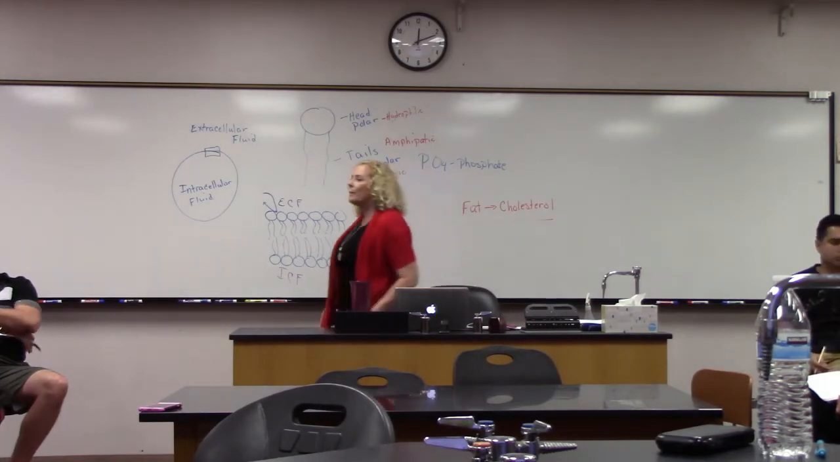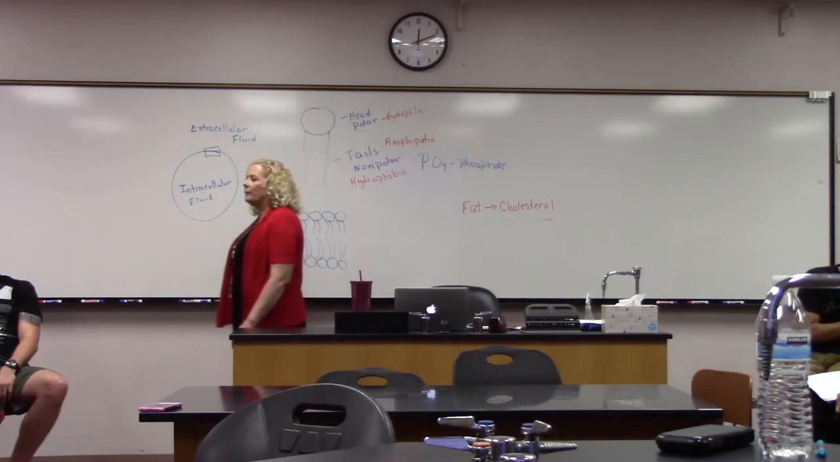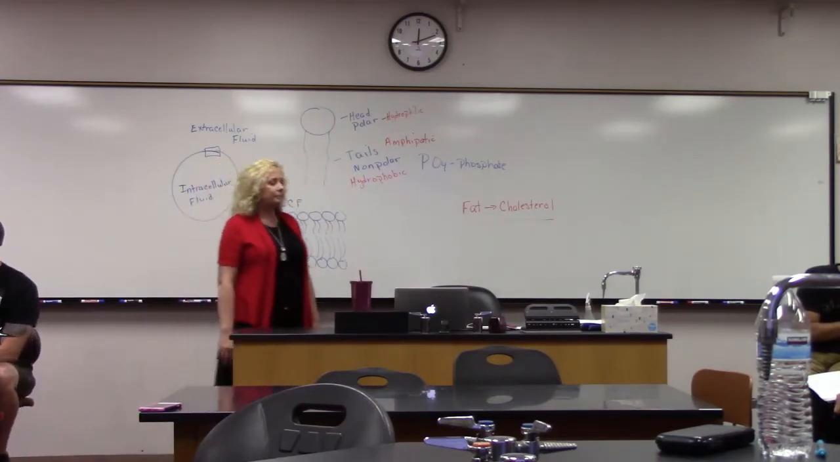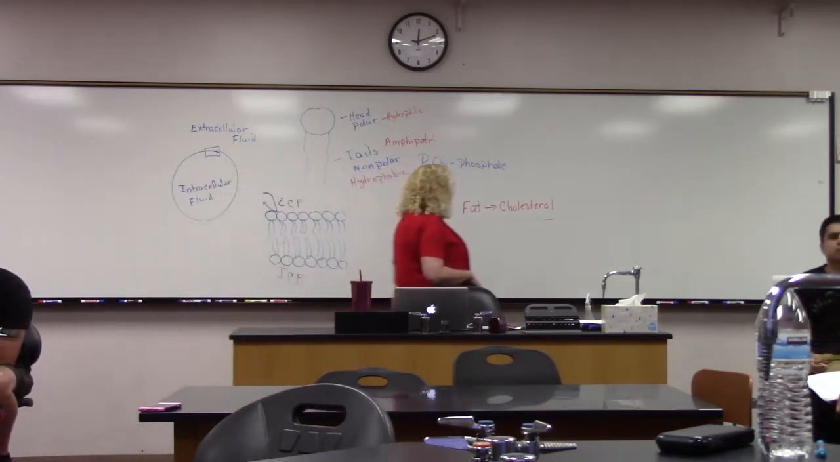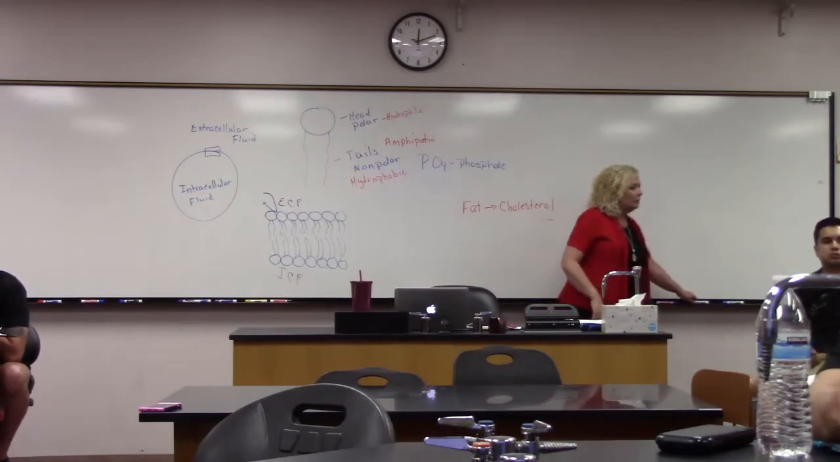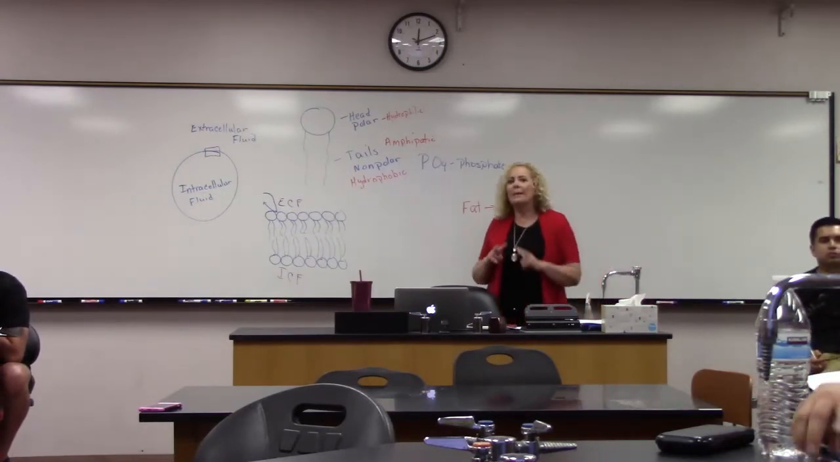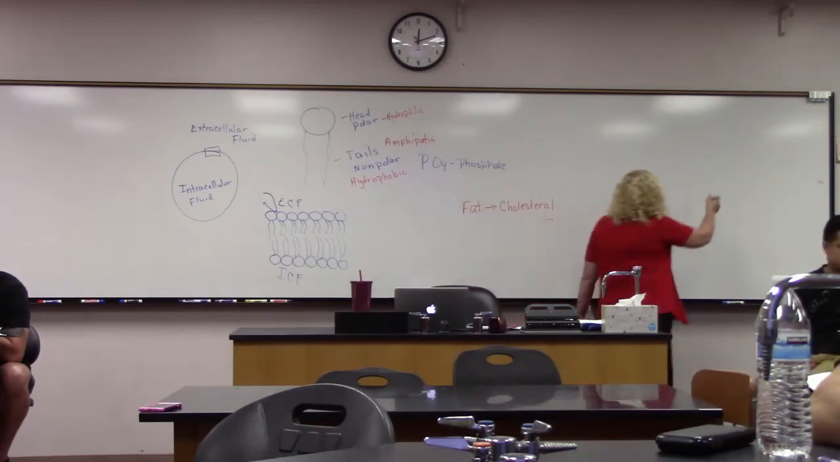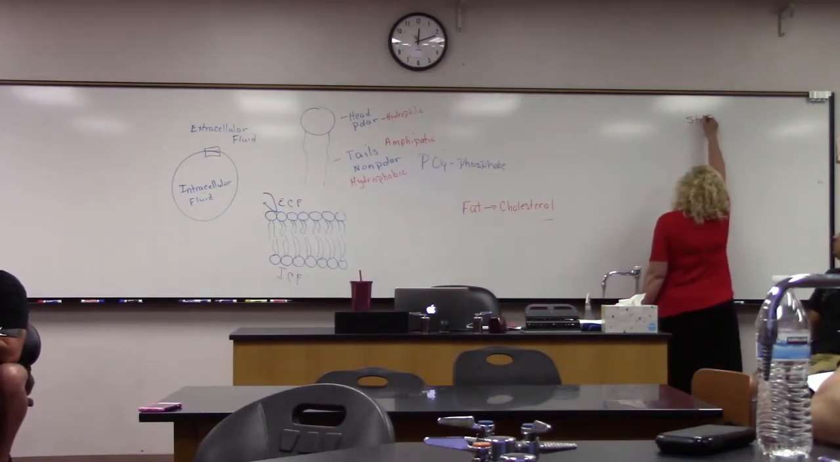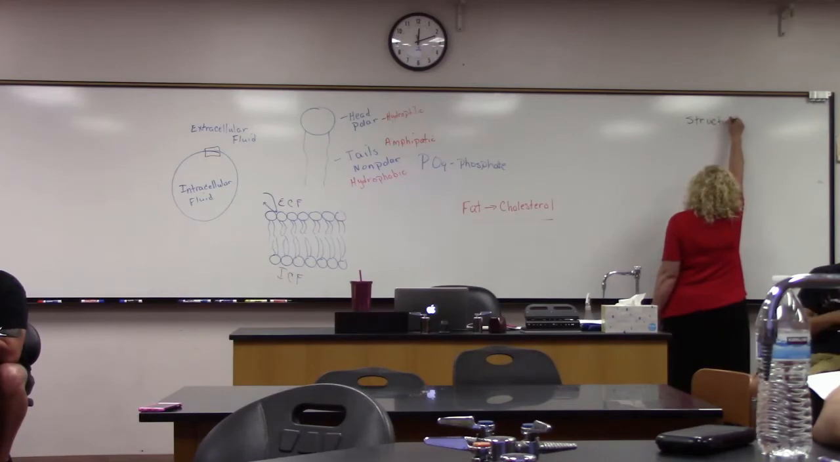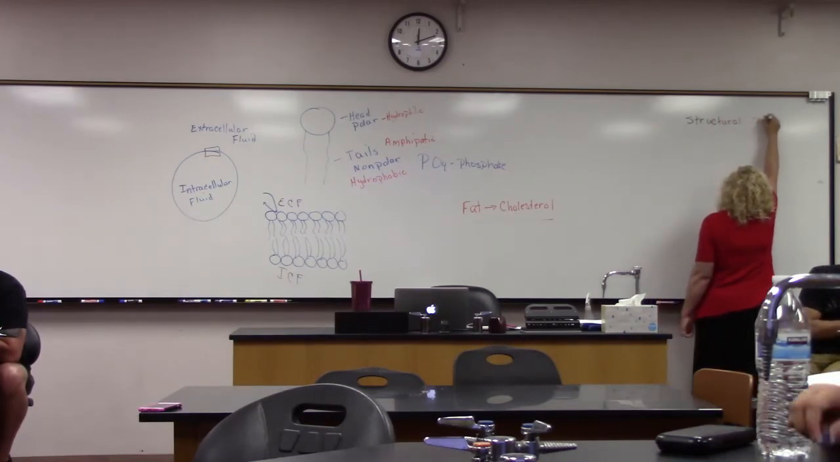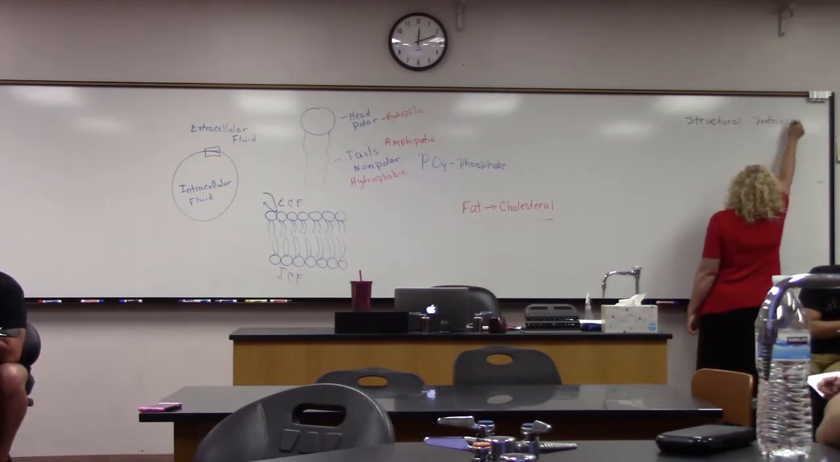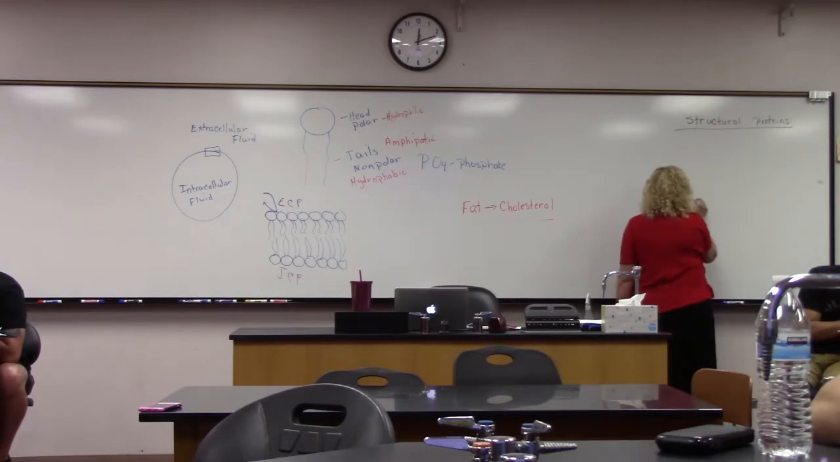Alright, so let's talk about the last type of biomolecule. This is protein. Now when we talk about proteins, proteins are basically going to come in two different varieties. One type of protein is called a structural protein. The second type of protein is what's referred to as a functional protein.